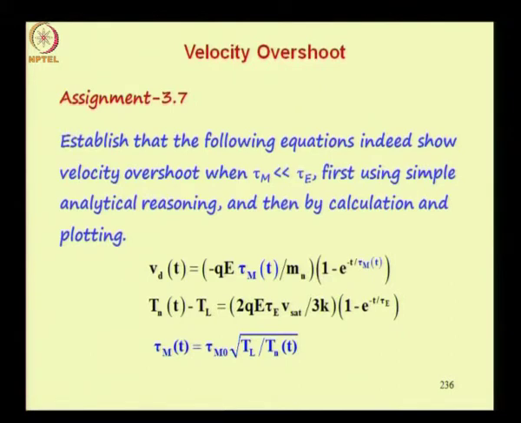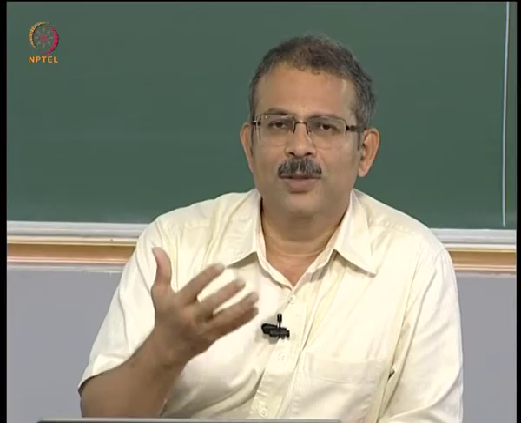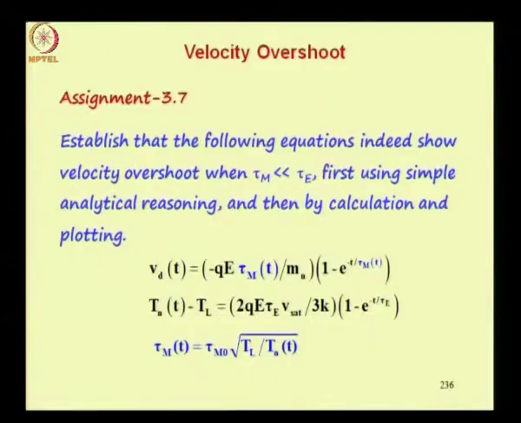So this is the assignment: establish that the following equations indeed show velocity overshoot when tau m is much less than tau e. First, using simple analytical reasoning. So I told you you can take derivatives and find out the sign of the derivatives and so on, and then by calculation and plotting. So you can actually calculate and plot, you can use MATLAB or any other calculator.